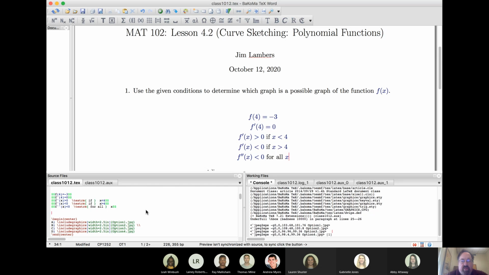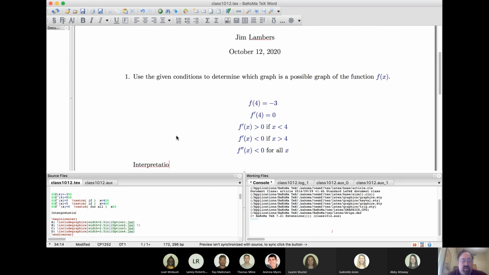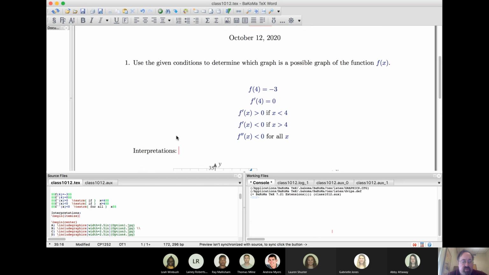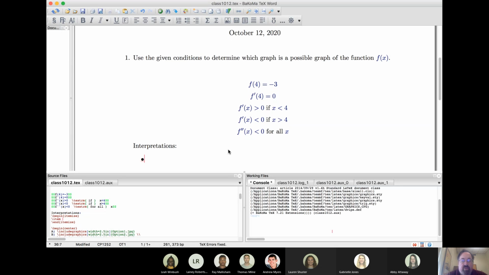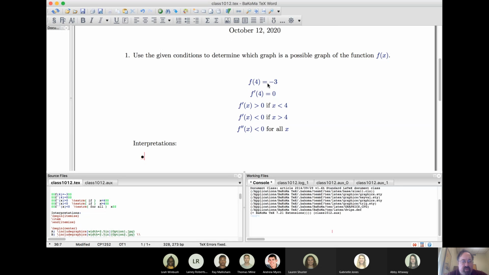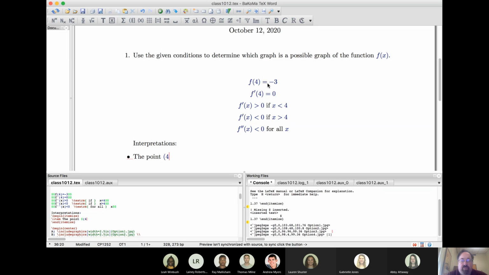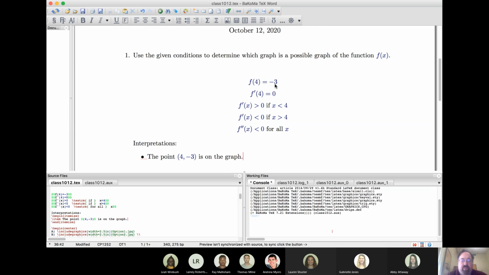Okay, so each one of these 5 conditions tells us something about the graph. First, we have this point: x equal 4, y equals -3 lies in the graph. So if you're presented several graphs, you want to look for that point, make sure it's on it. Otherwise, you can eliminate that choice.